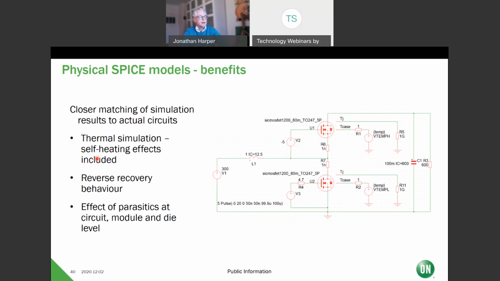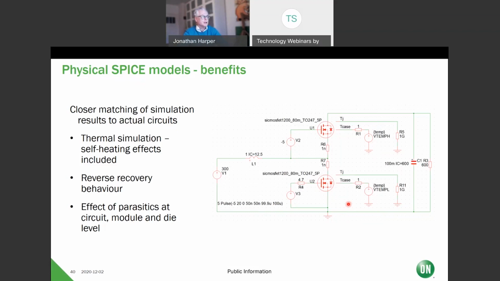So the self-heating effects are included, clearly reverse recovery, and also the parasitics. I didn't want to confuse everybody, so I didn't put parasitics in here, but you basically put a parasitic in here or here to model the module and circuit levels. And these are also for discretes. For our discrete components, we have excellent models which correlate to actual data. So this is the important point: you can be sure that if you use our models, they line up pretty well.